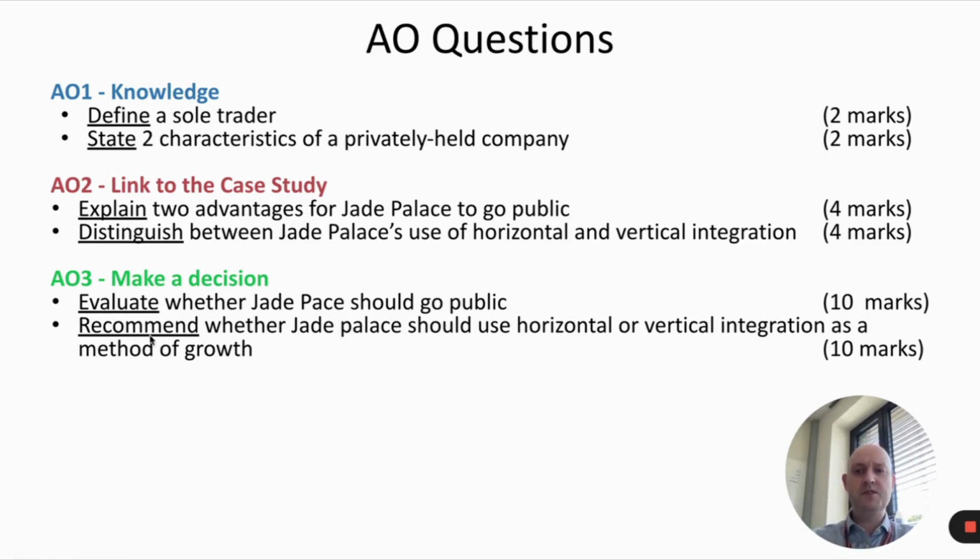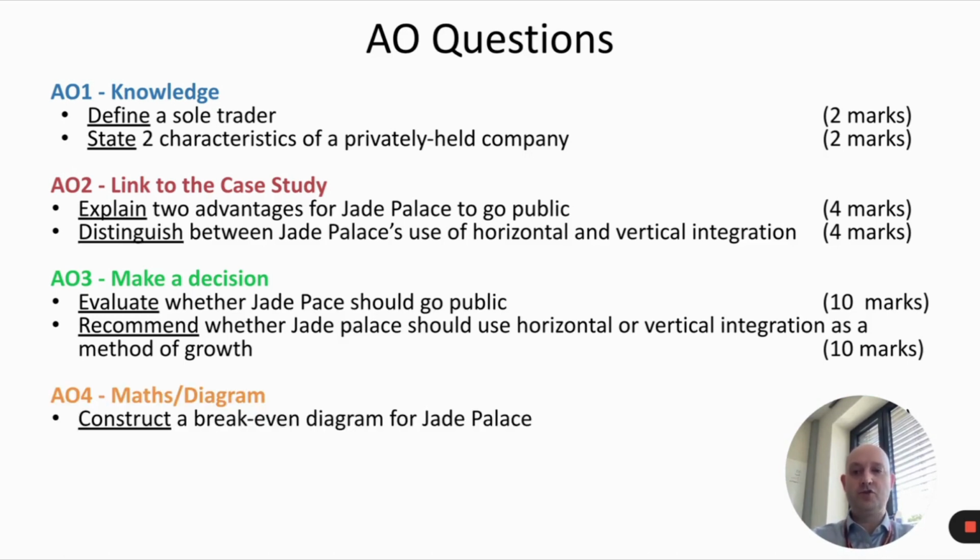Similarly, recommend. So recommend means come to a decision. Whether J Palace should use horizontal or vertical integration as a method of growth. So again, you'd look at horizontal, you'd look at the pros and cons, you'd look at vertical, what are the pros and cons, and then you come to a conclusion about which one of those is better, and then you would justify your answer.